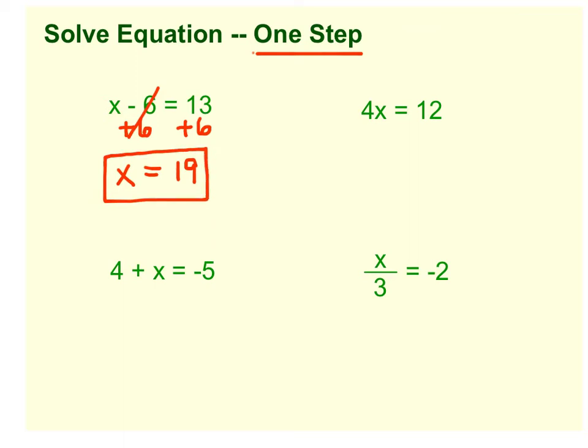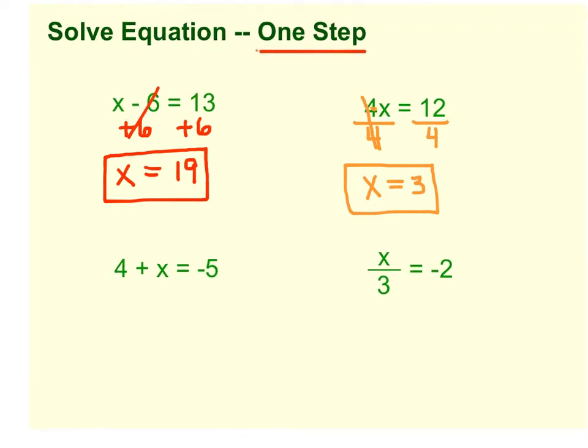All right, moving on to this next one, we have 4 times x. So we have to undo multiplication. Opposite of multiplying is dividing. So instead of multiply by 4, we're going to divide by 4 on both sides. 4 divided by 4 is actually 1, and 1 times x is x, and 12 divided by 4 is 3.